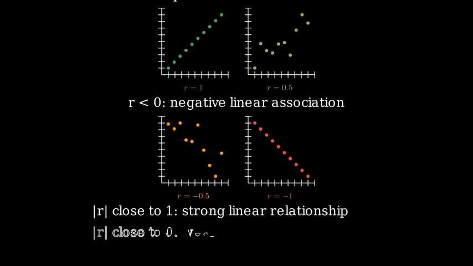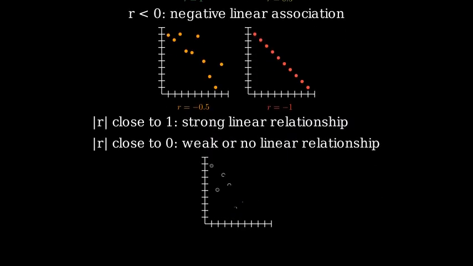The absolute value of R tells us the strength of the relationship. When the absolute value of R is close to 1, we have a strong linear relationship. When the absolute value of R is close to 0, we have a weak or no linear relationship.